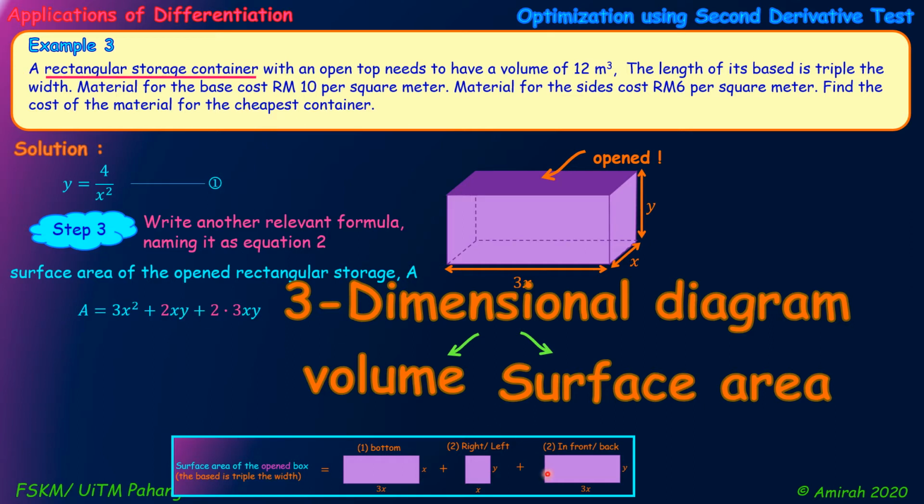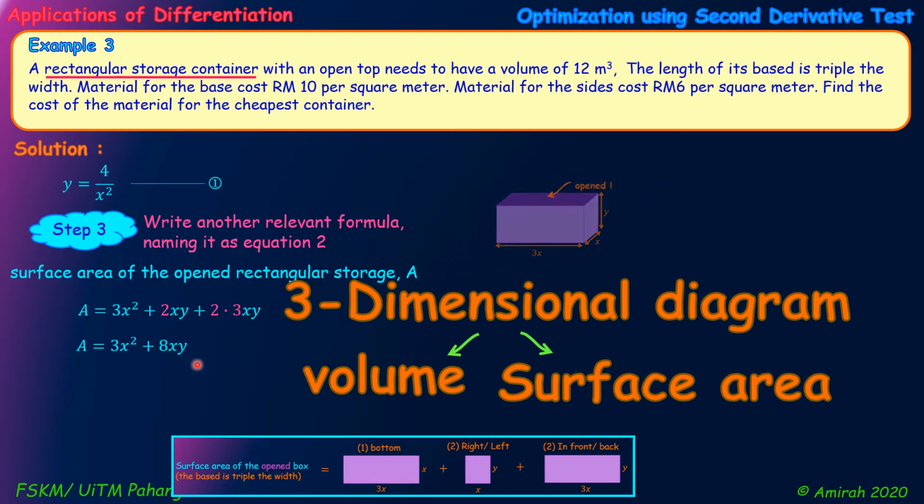And then plus two pieces of in front and back. So we have 3x times y, and then we multiply by 2 because we have two pieces, in front and back side. Then we simplify, so we have A equals 3x squared plus 8xy. And then from surface area, we can find the cost.